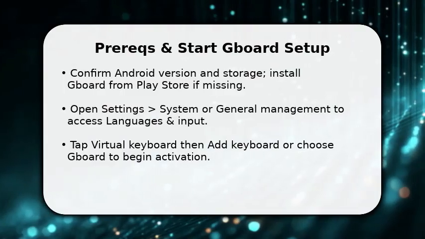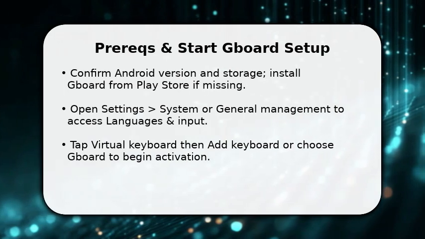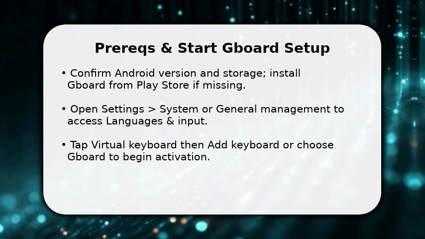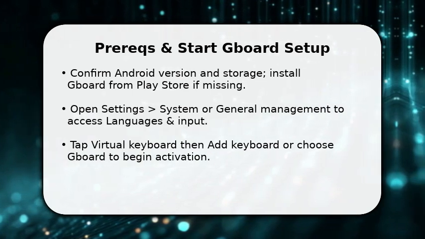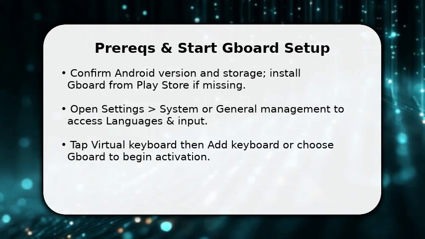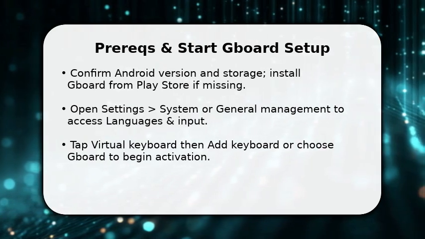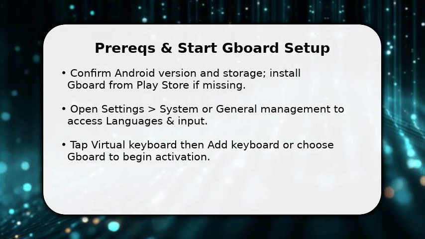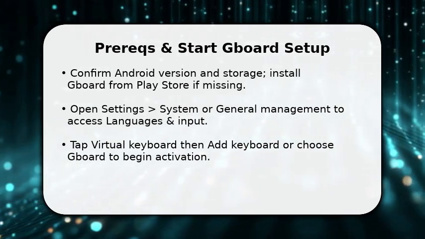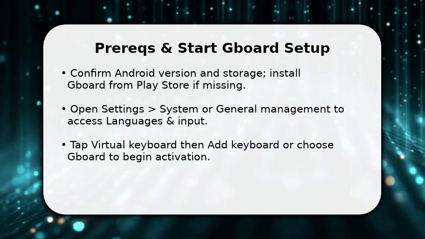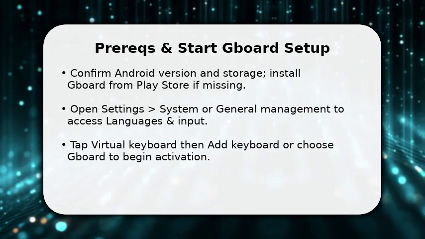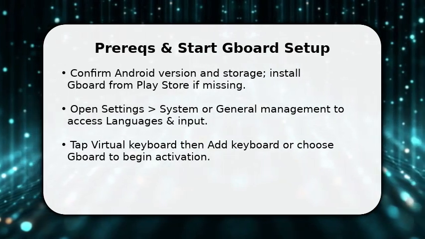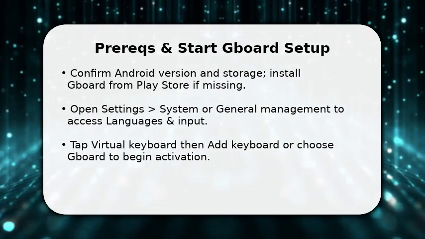You'll begin by ensuring requirements are met, an updated Android and enough space, because Gboard needs installation files. Once installed, go to Settings and locate Languages and Input. This is where Android manages keyboards. Tap Virtual Keyboard to view current input methods. If Gboard isn't listed, choose Add Keyboard and select Gboard. You do this so Android can recognize and present Gboard as an available input method. Now you're ready for the detailed activation steps.